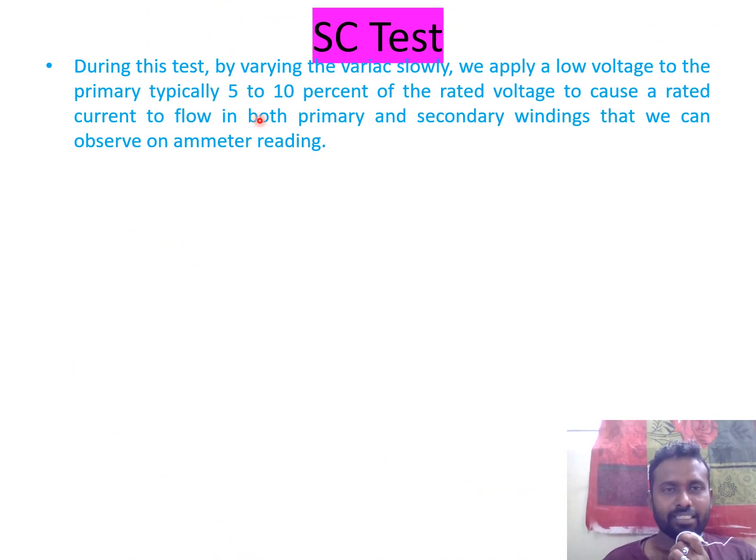Now during the test, by varying the variac slowly, we apply a low voltage to the primary, typically 5 to 10% of the rated voltage, to cause a rated current to flow in both primary and secondary. That we can observe in the ammeter reading. That means by varying the voltage, unlike in the OC test where we apply the rated voltage to the primary, here we apply 5 to 10% of the rated voltage to the primary, such that the current reading is maximum, or rated current is flowing.